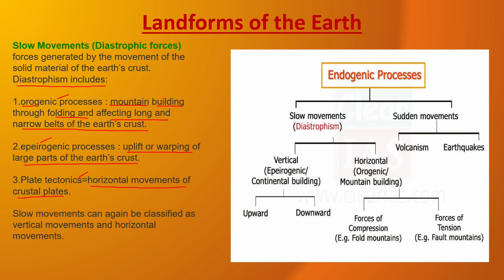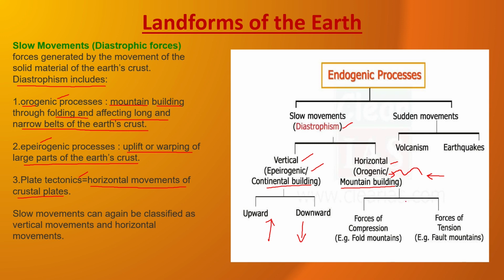Now, in diastrophism, we have epeirogenic, that is the vertical movement. That's why it is called continental building, because a huge landmass is affected by this. It can be upward movement of the crust or downward movement of the huge crust. It can be horizontal, like it is forming folding when two parts of the plates come together, and at that time it is getting folded. The sedimentary rock strata gets folded. You are getting orogenic movement, and that is forming the mountain building, especially fold mountains.